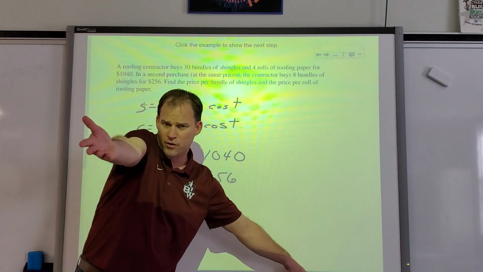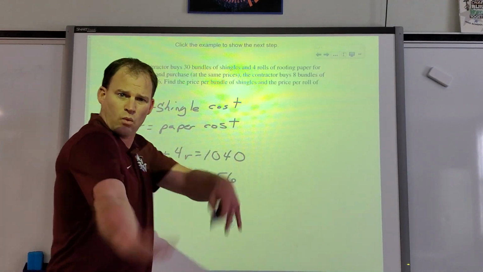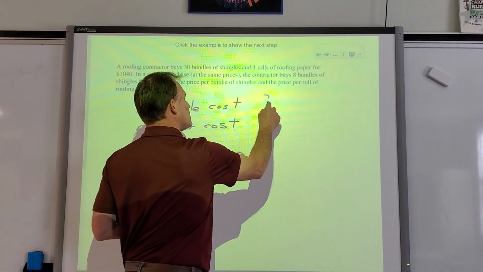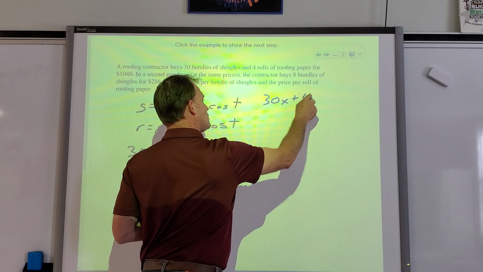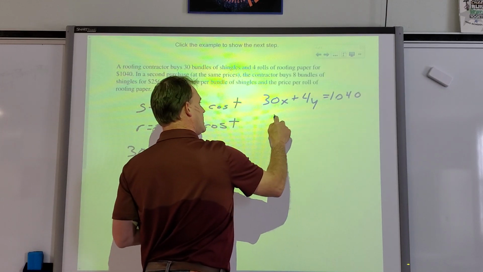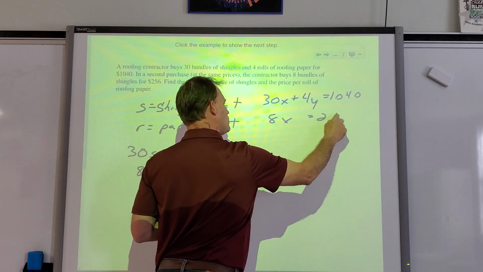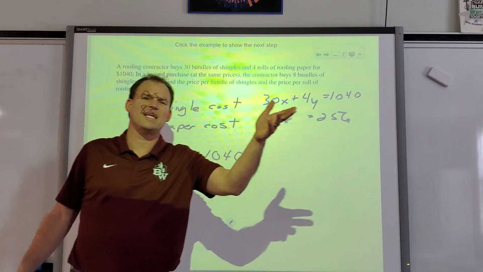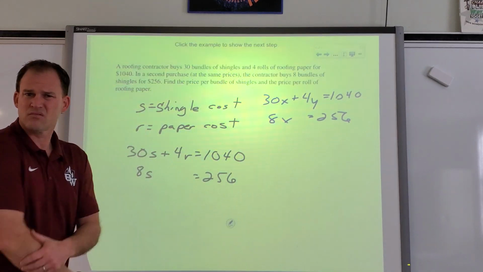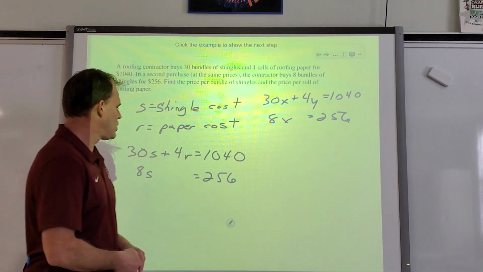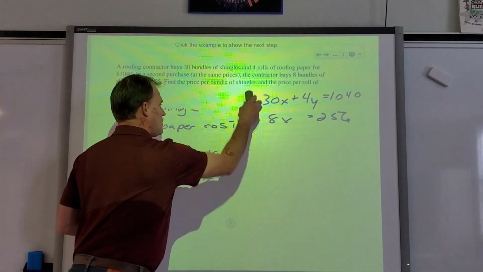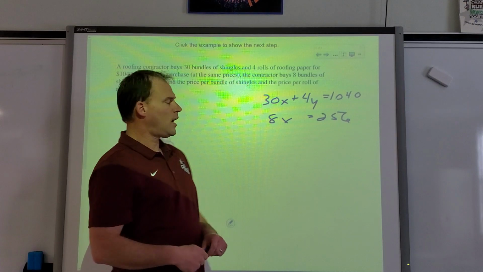Well, you just pick variables, make one of them X's and one of them Y's, okay? So I want to rethink this as 30x plus 4y equals 1040 and 8x equals 256. Why did I do that? I don't know, just because my x's were first and my y's were second. That's it. No particular reason. So I'm going to erase this and give myself a little bit more room.